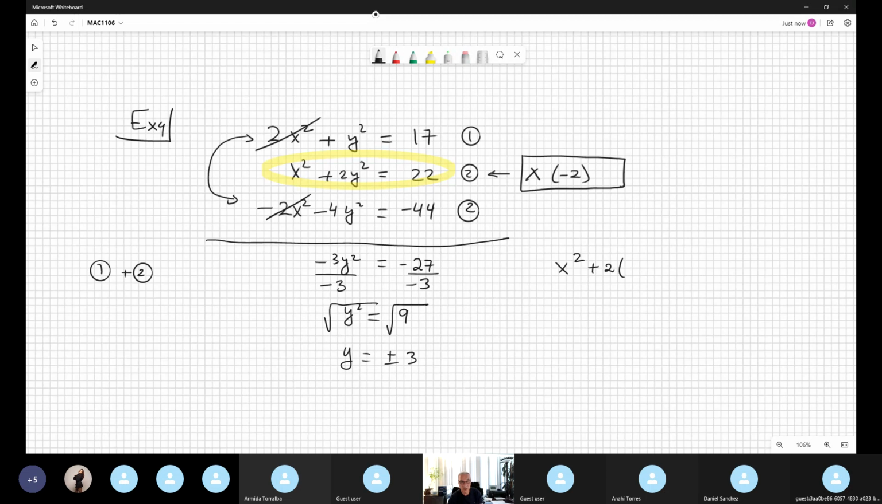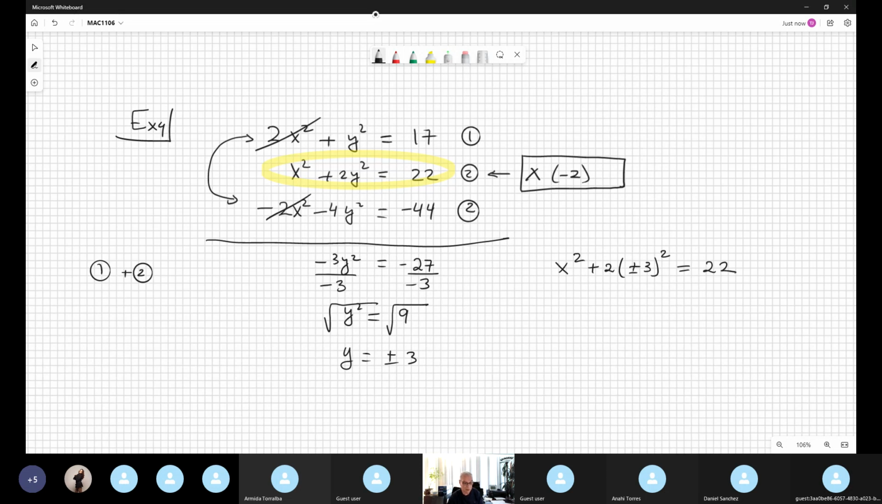But Professor, can I put separately positive 3 and negative 3? No, it's plus and minus. You put a double sign on y, because I take advantage that with the square, it doesn't matter if it's positive or negative, it gives me the same answer. You can do it separately if you want, it's acceptable. This is equal to 22.